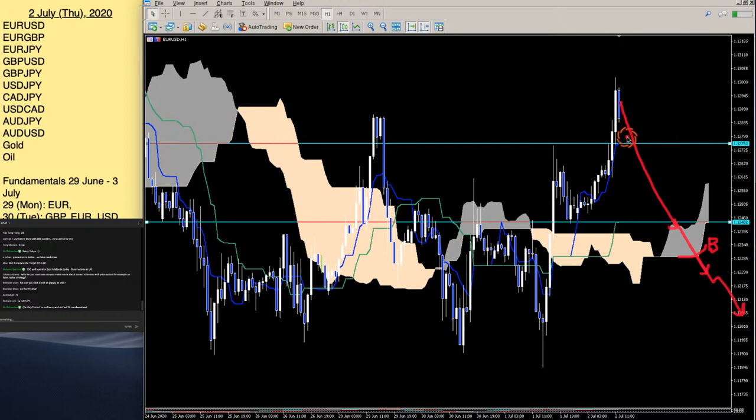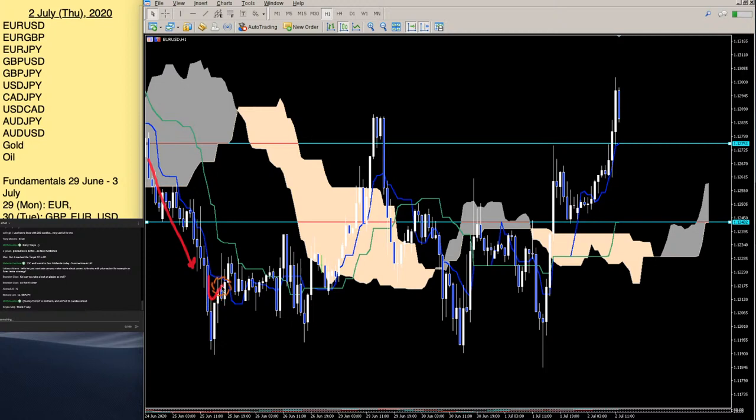So you can look at the example in the past here. Like in this past example, the price initially went downwards and then broke the Tenkan-sen uppers, then broke the Kijun-sen uppers, and finally it breaks the Senkou Span B uppers. But before breaking the Senkou Span B, it broke the Senkou Span A uppers here.